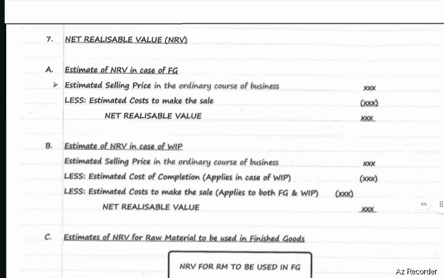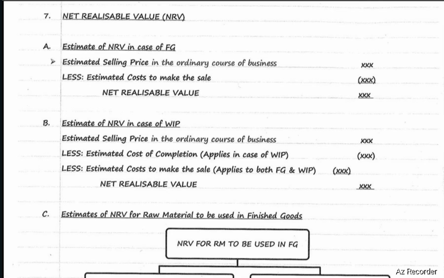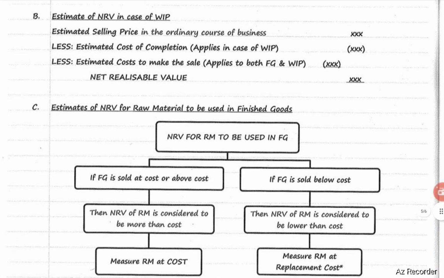Next, net realizable value, NRV. How to calculate NRV? Estimation of NRV in case of finished goods: estimated selling price in the ordinary course of business less estimated cost to make the sale gives NRV in case of finished goods. Estimation of NRV in case of work in progress: estimated selling price in the ordinary course of business less estimated cost of completion, less estimated cost to make sale, gives NRV in case of work in progress. Less estimated cost to make sale applies both in case of finished goods and work in progress.